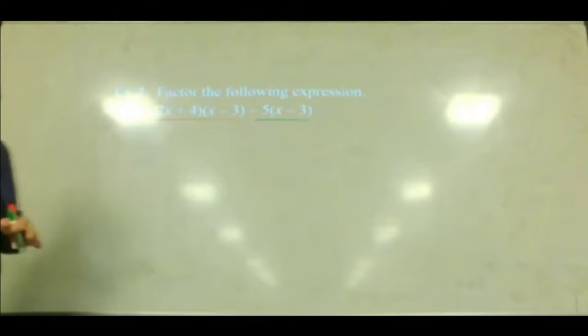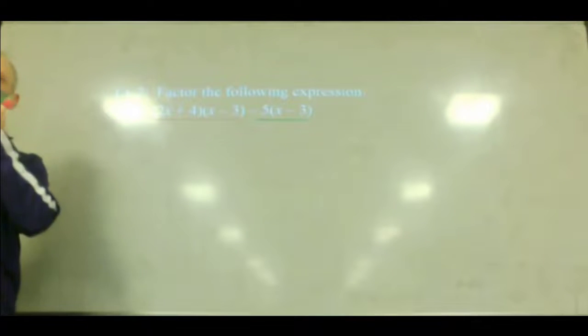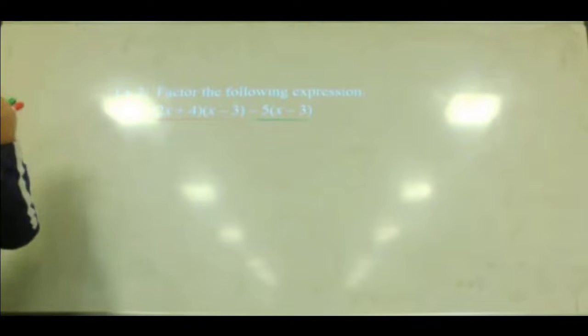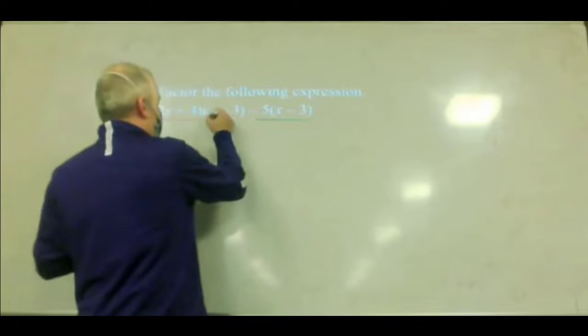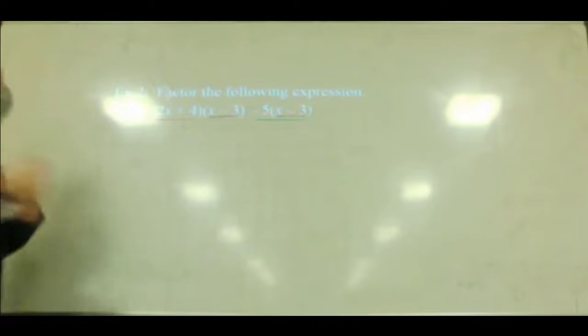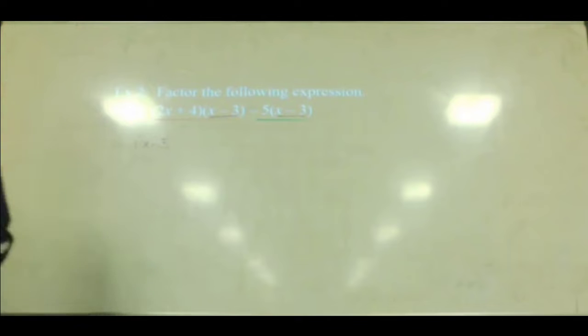Now, if you look at this, what do they both have in them? They both have this x minus 3 in parentheses, right? Yes, they both have parentheses. But what's important is what's inside the parentheses. They both have this x minus 3. So that means we can factor out the x minus 3 that, yes, is in parentheses.